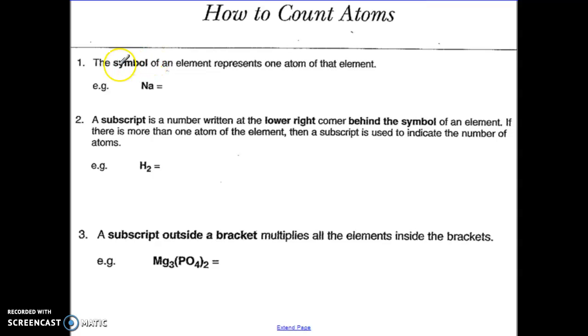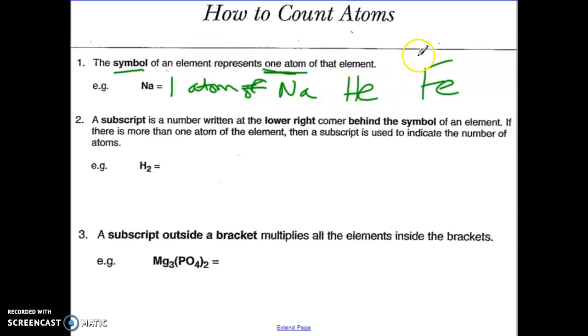So first of all, whenever you see the symbol of an element with no numbers whatsoever around it, the symbol of an element itself represents one atom of that element. So for example, the symbol for sodium means that we have one atom of sodium. Okay, so it goes for anything. If I have a symbol for iron, this means one iron. If I have the symbol for helium, this is one helium. This is one carbon. So the symbol itself represents one atom, okay?